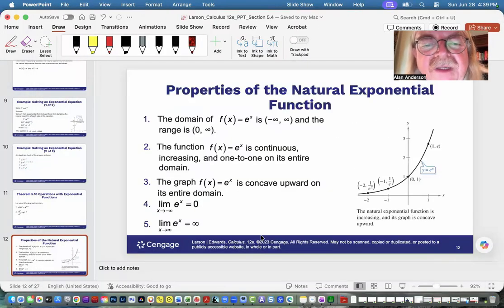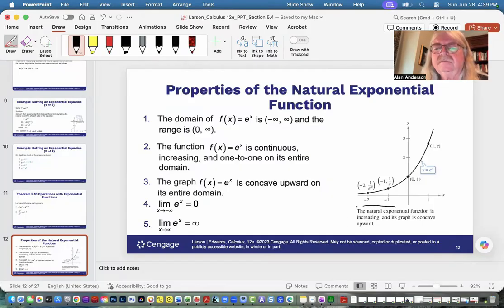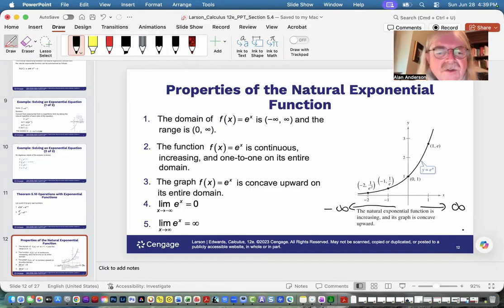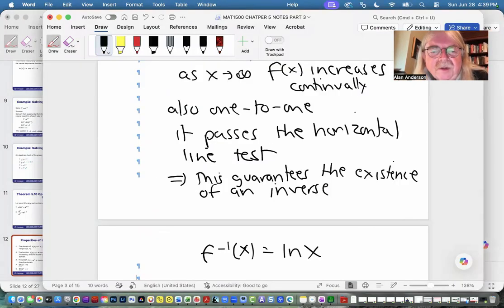All right. What else do we need to know? The limit as we go to negative infinity is zero, as you can see as we move in this direction. As we go down to negative infinity, the function goes to zero. As we go to positive infinity, the function goes to positive infinity. Okay. So those are the next two properties we need to know.